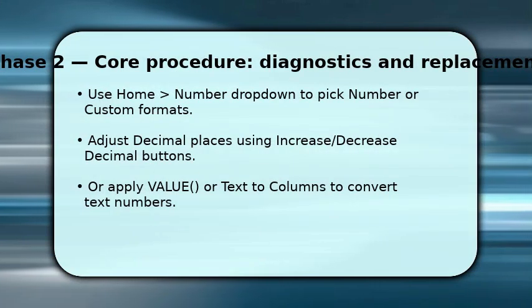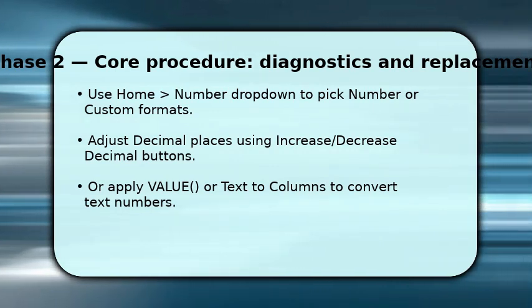Next, choose the number format from Home Number dropdown. This sets base behavior. Once done, click Increase Decimal or Decrease Decimal to show the exact count you need, 2 decimals for cents, 3 for precision.